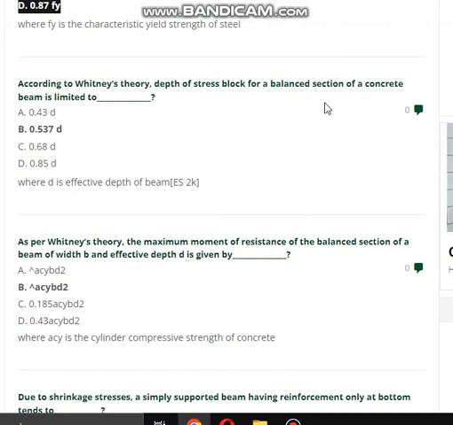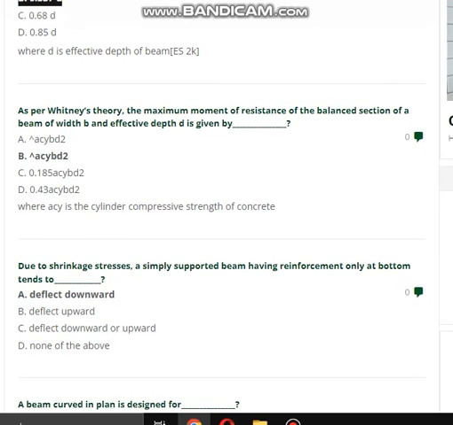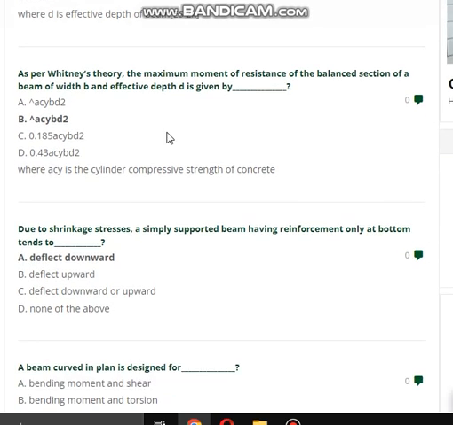According to Whitney theory, depth of stress block for balanced section of a concrete beam is limited to 0.537d. As per Whitney theory, the maximum moment of resistance of the balanced section of a beam of width B and effective depth D is given by, answer B is correct.